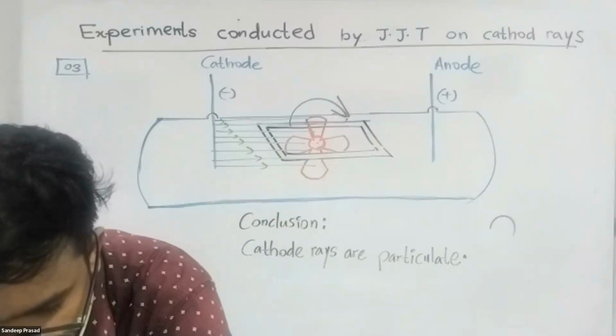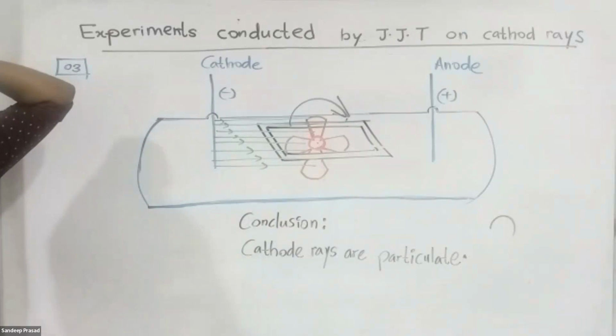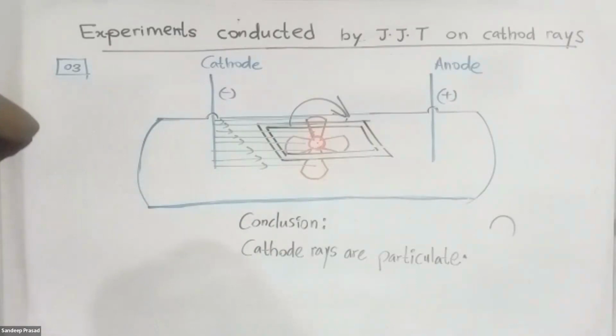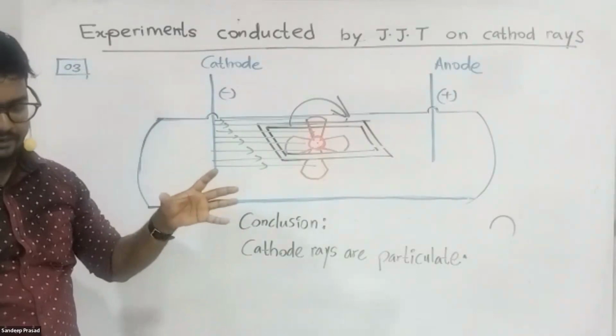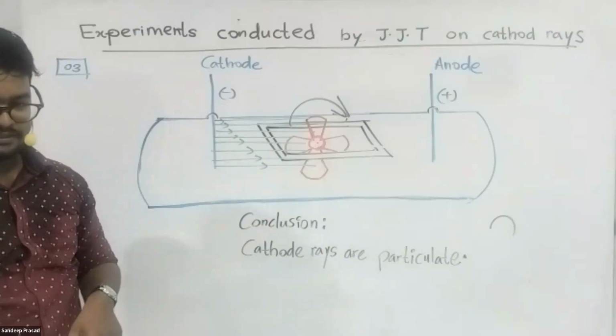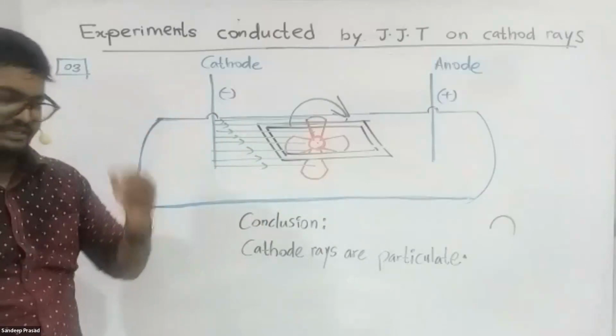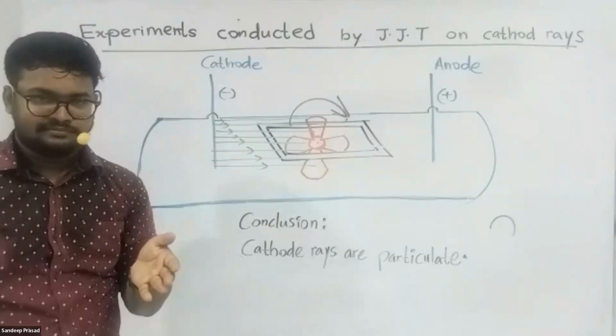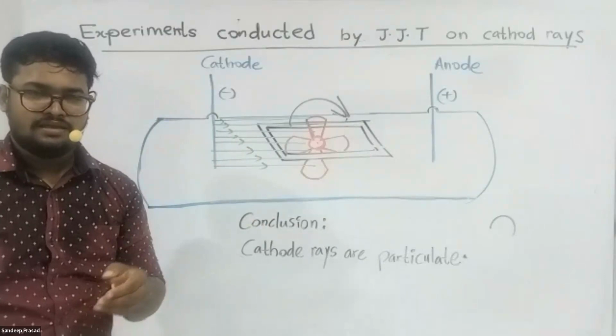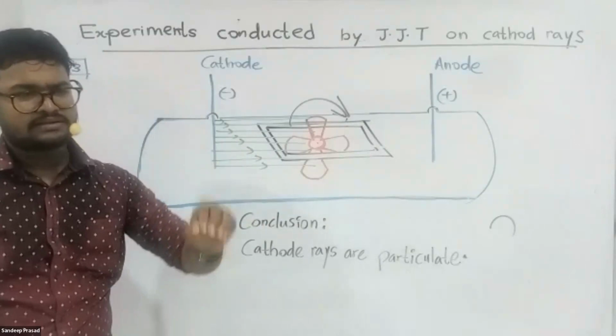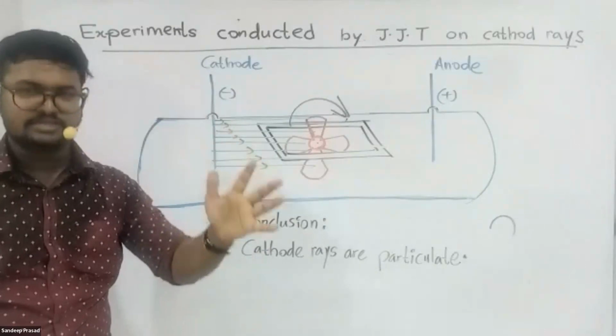Thomson wanted to find the nature of these cathode rays. His target was to find the nature of these rays. He didn't have any intention to find the duality nature. Later only we gave the name duality nature. He just observed some green color radiations. He conducted every experiment as much as he could.